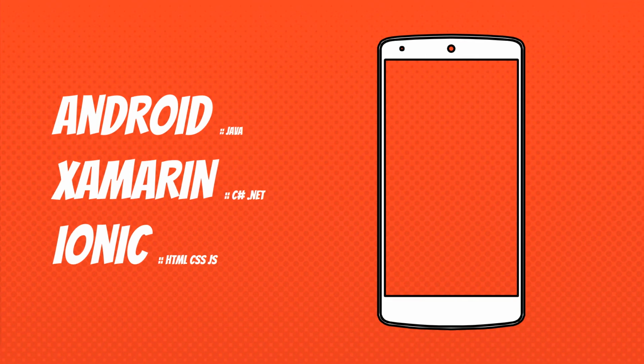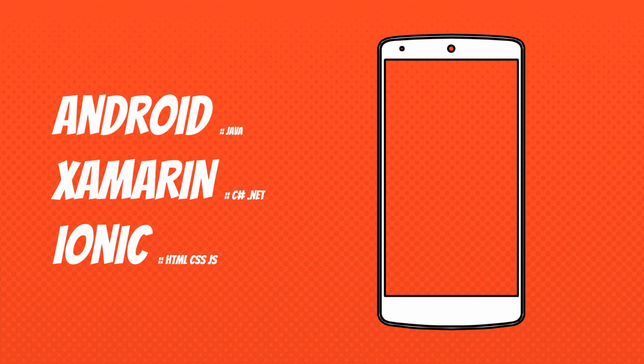Xamarin is written in C# and is now owned by Microsoft, and Ionic uses web languages, so HTML, CSS, JavaScript. So if you're familiar with web languages, you're going to feel right at home with Ionic. And they both let you build Android and iOS apps. Just so you know, if you don't have a Mac, you won't be able to compile the iOS module, but you'll still be able to build the Android side of the app.